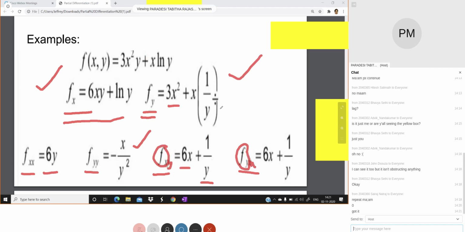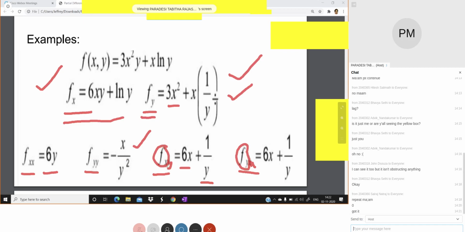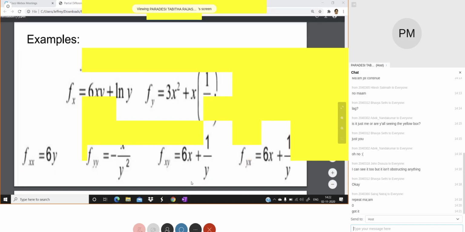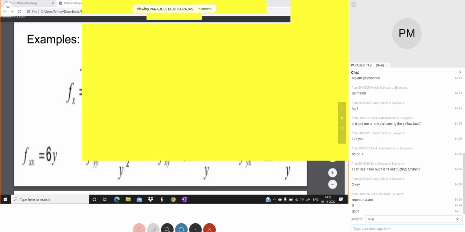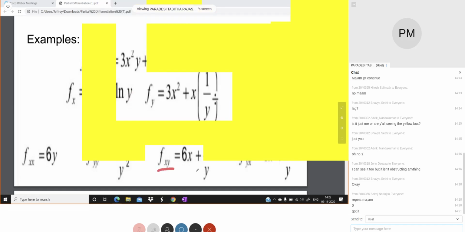So that would mean go to fy, differentiate with respect to x. The derivative of 3x square with respect to x is 6x. The derivative of x into 1 by y with respect to x is 1 by y. So that is why we got fxy and fyx. And are they equal? That's the note we mentioned earlier: is fxy always equal to fyx? So we have verified that note is true, that for this function, or every function in two variables, fxy will be the same as fyx.